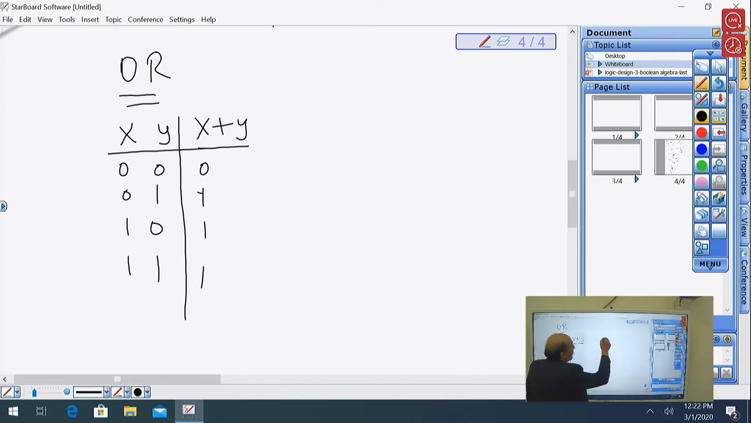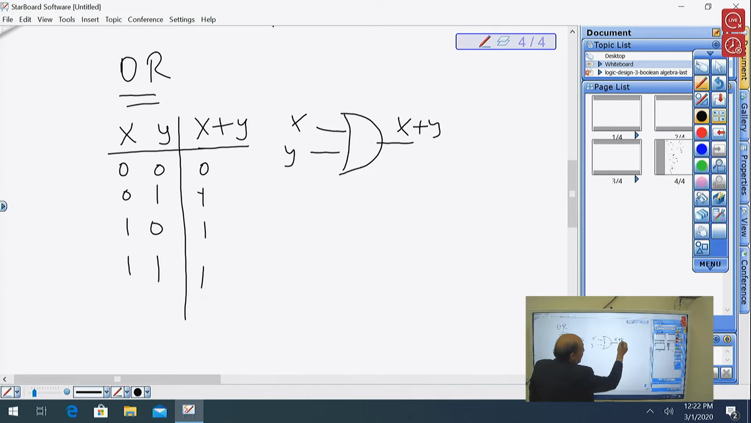The graphic symbol for the OR gate, here we have X or Y. The output X or Y will be 1 if any of the inputs or both are 1. Otherwise, it will be 0.